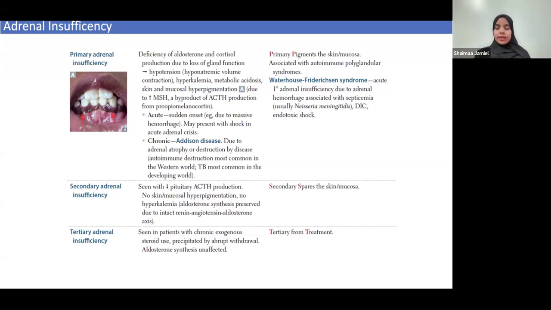adrenal insufficiency. And that's why you don't stop cortisol suddenly. You always have to taper it down to give time for the hypothalamus pituitary adrenal axis to work back. So basically, tertiary is usually from treatment. Primary pigmentation is usually, as we said, from increased MSH in the chronic one. Okay.